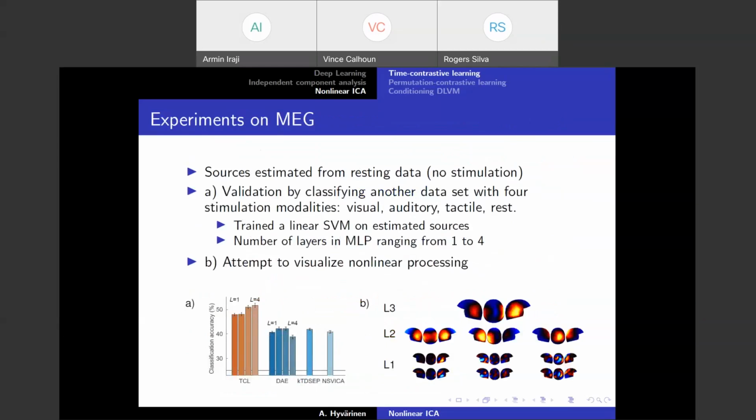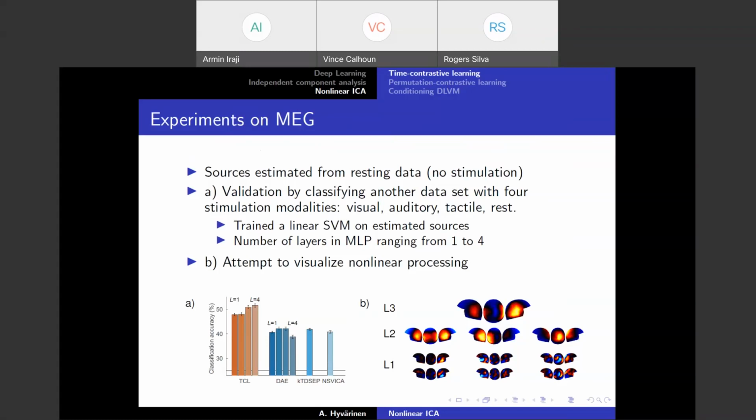So we did some experiments on MEG on this early model. These are not the most interesting experiments, but I think they serve as a simple illustration. We estimate independent components from resting state data. And then we validate the components so that we take another data set from the same subjects where people have been stimulated by different sensory modalities and with some rest interspersed. So we actually have four different labels now, which is the stimulation modality, including rest.